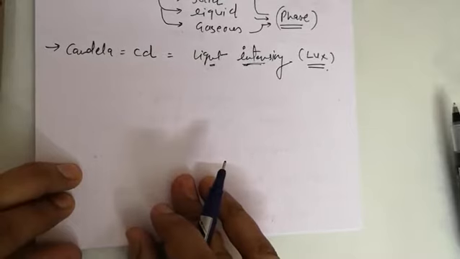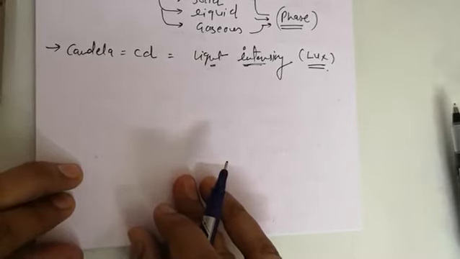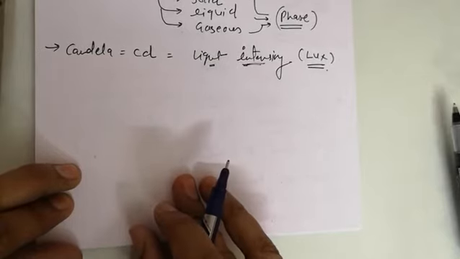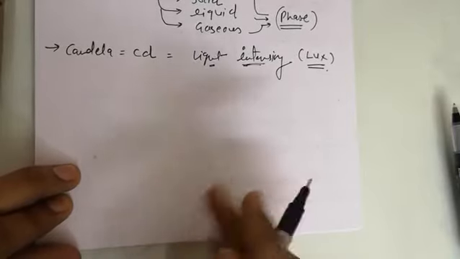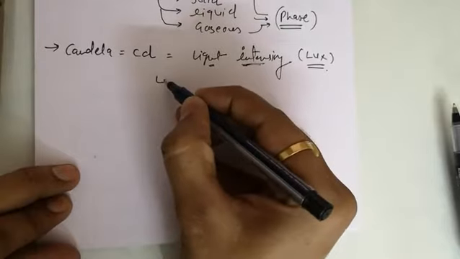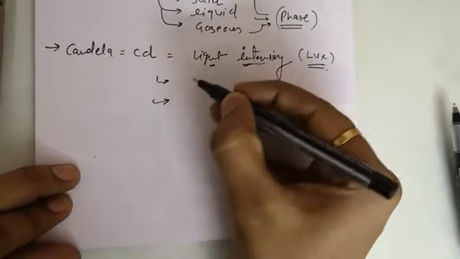So whenever you are purchasing a tube light or bulb, have a look at what amount of power wattage it has, and along with that what amount of light intensity it is showing or delivering us. So it follows some basic parameters.